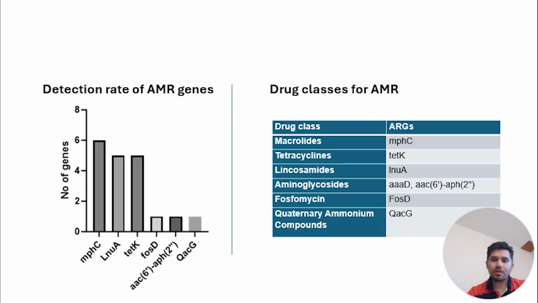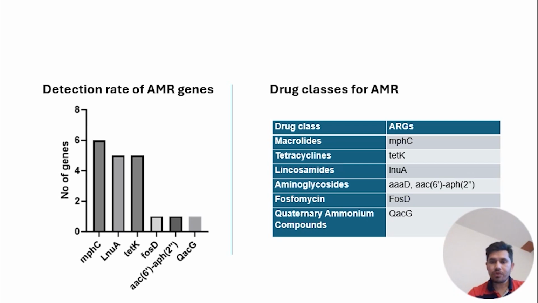Then the phenotypically resistant isolates were further confirmed with whole genome sequencing for the presence of the respective AMR genes. Besides having AMR genes for tetracycline as well as lincomycin, which showed the phenotypic resistance, we do find some genes which were silently present and not expressed phenotypically. Those genes were for the aminoglycosides and fosfomycin as well as the macrolides.